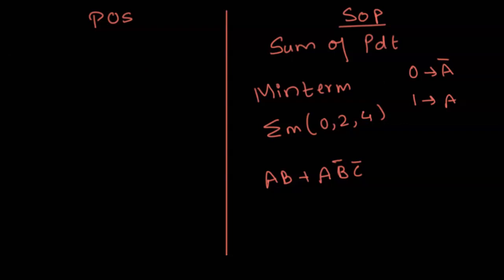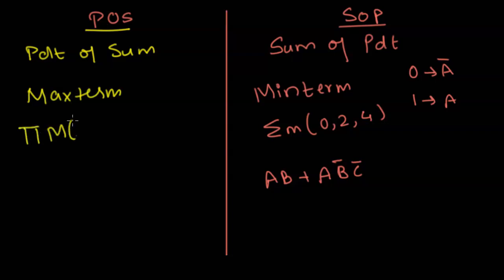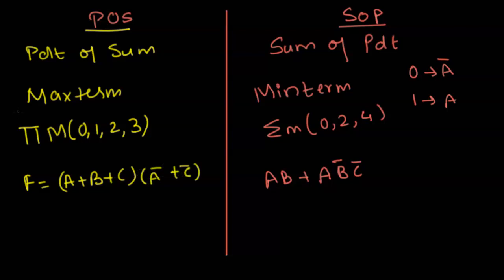Next, moving forward to the POS, that is the product of sums. Each term in the product of sum is called the max term. It can be written as product of max terms. An example of my POS is A plus B plus C ANDed with another term. Both of them can exist in canonical and standard form. In POS, point to be noted is 0 is written as A and 1 is written as A bar. So in SOP, what we concentrate on is the ones, and in the POS, what we concentrate on is the zeros.